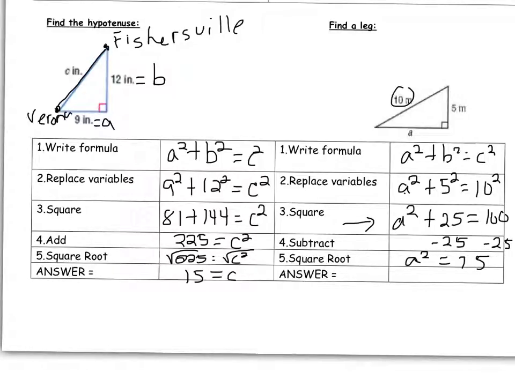And then just like I did to find the hypotenuse, I need to take the square root to find the distance from this point to this point over here. So I'm going to take the square root of a squared is a, and the square root of 75 is actually an irrational number, so I'm going to have to round to 8.7.